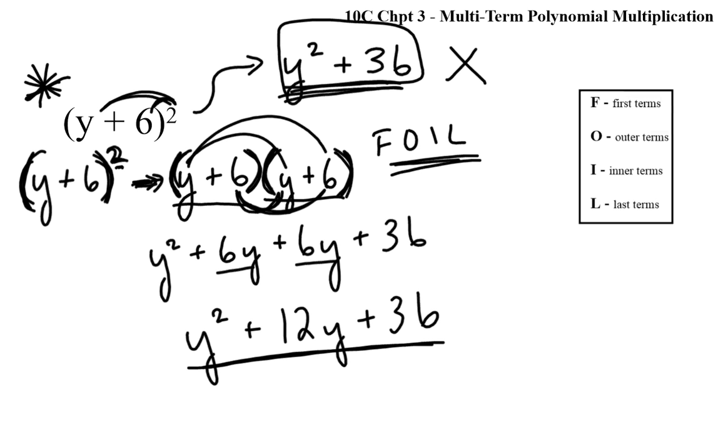We don't end up with just y squared plus 36, and that's not acceptable. Make sure you're doing FOIL because it's a binomial times itself. So be aware of those questions.